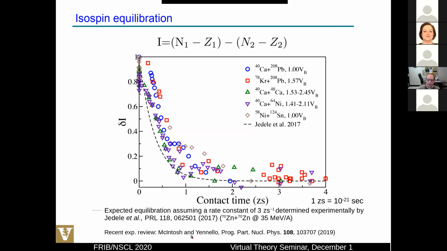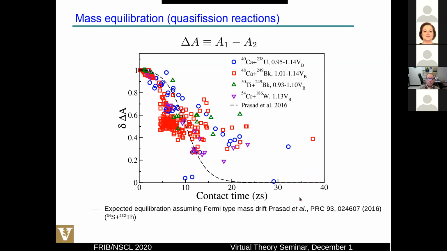There is also a new review article on equilibration times published by McIntosh and Iannello recently. Okay, so then we chose to look at mass equilibration. We look at what we call mass asymmetry. So you have the mass asymmetry A1 minus A2 of the fragments, applying that formula. And so you have delta A. And again, we have diverse systems at multiple energies.